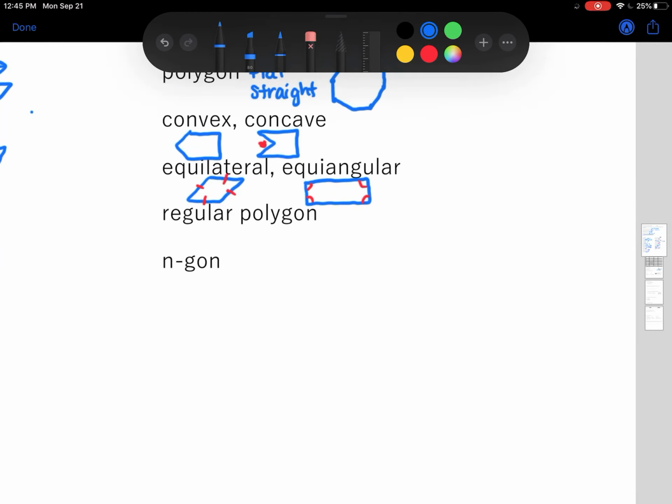A regular polygon, my favorite being a hexagon. A regular hexagon, such a pretty shape, has all congruent sides and all congruent angles. It's a regular polygon, both equilateral and equiangular.